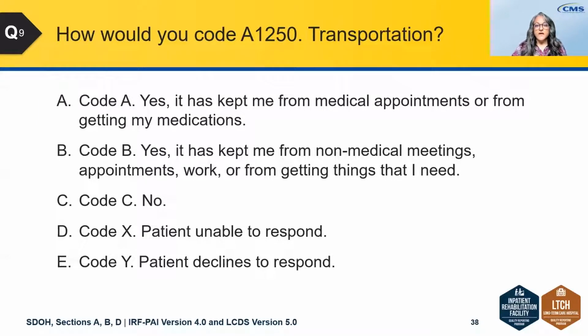Would you choose A, code A, yes, it has kept me from medical appointments or from getting my medications. B, code B, yes, it has kept me from non-medical meetings, appointments, work, or from getting things that I need. C, code C, no. D, code X, patient unable to respond, or E, code Y, patient declines to respond.